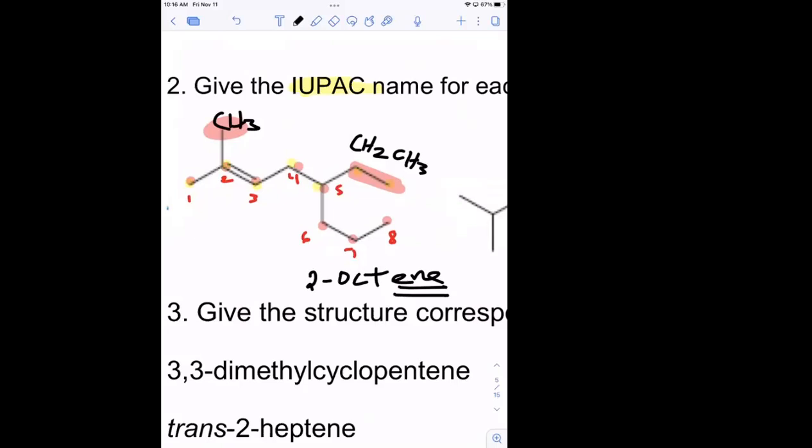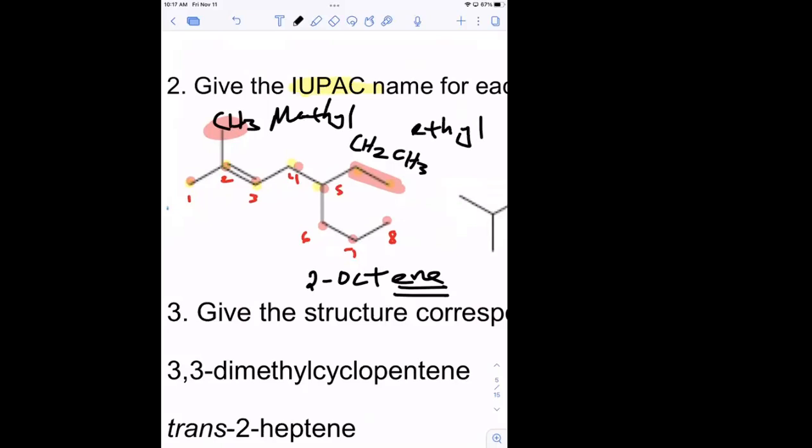And then I have 2 substituents. I have a methyl and I have an ethyl. Right, the 2-carbon chain is ethyl, that's derived from ethane, which is 2 carbon. The 1-carbon substituent is a methyl derived from methane. All right, so now we can add those in.